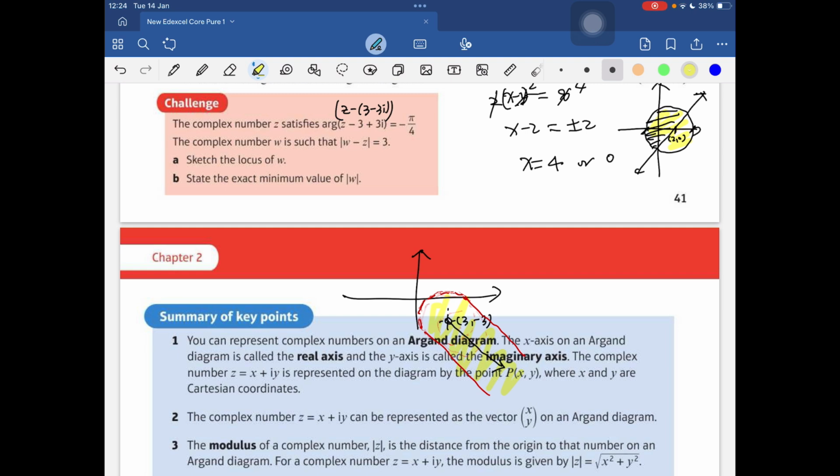And the minimum value of w magnitude. So from here, because this is all possible w, from the origin, this is the distance 3 square root of 2, and the distance is 3. So the minimum value is 3 square root of 2 minus 3. Even though it is not inclusive, there is still a point very close on there.